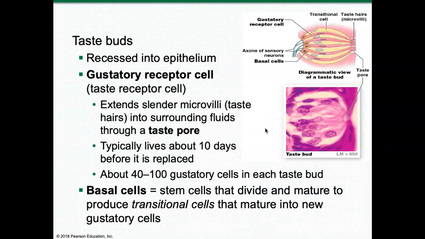So as I mentioned, taste buds are recessed inside the papillae. And what's involved here is what is called a hair cell. So you can see the hair cells or microvilli that are protruding. And these last about 10 days before they're replaced. And there are about 40 to 100 gustatory cells in one taste bud. Basal cells are stem cells that will continue to divide and produce new gustatory cells.